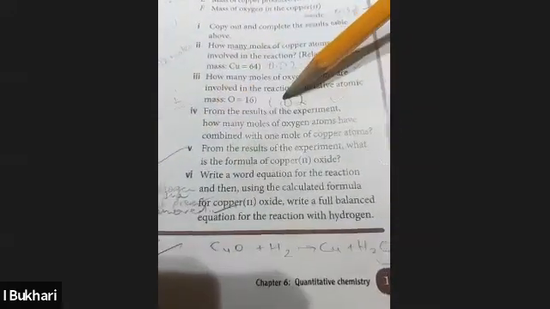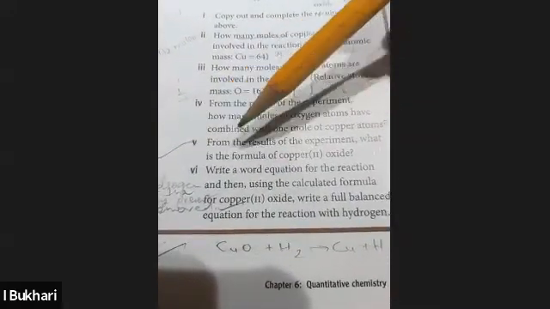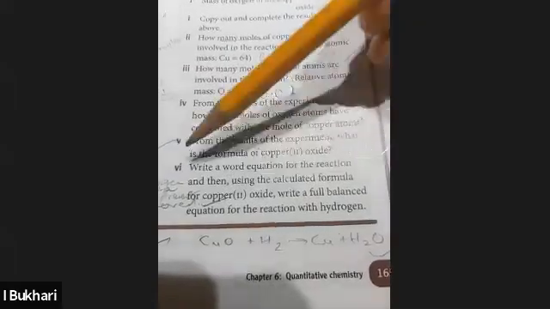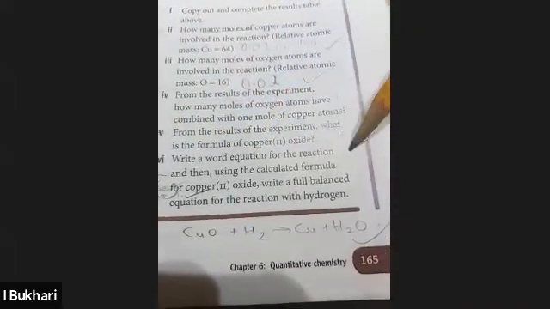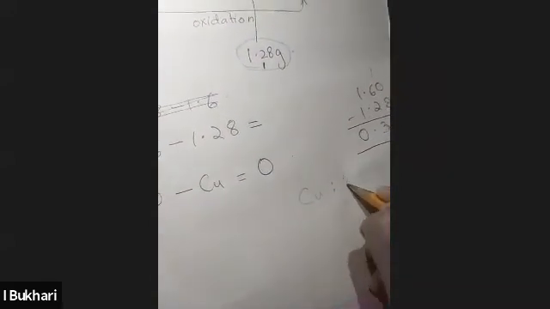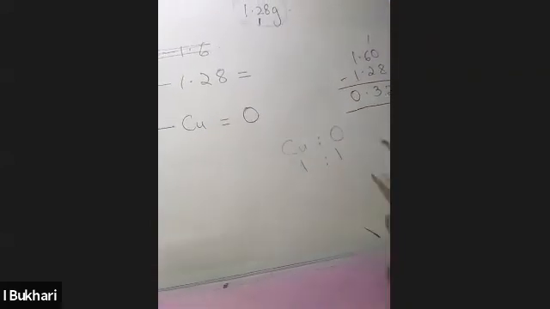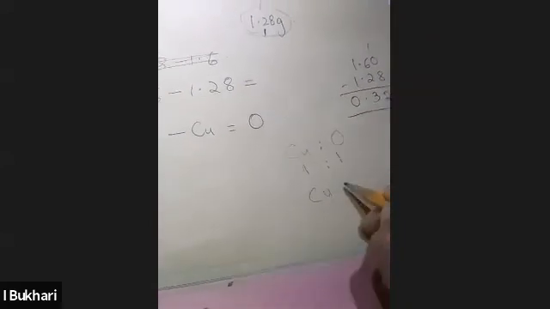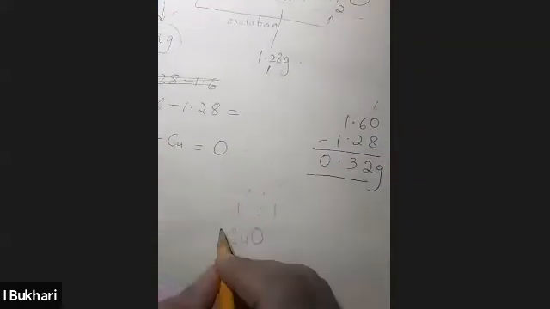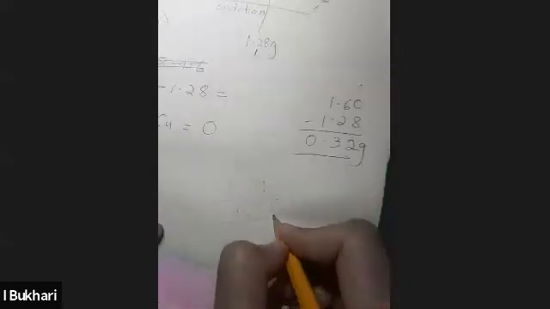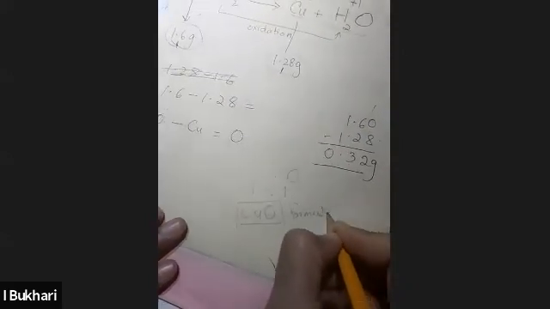Okay, I hope you guys understood this. Now, part 5. From the results of the experiment, what is the formula of copper oxide? From the results of the experiment, we know that the ratio between copper and oxygen is 1:1. Therefore, copper is 1 and oxygen is 1, and we don't write 1. So this is the formula of copper oxide from the experiment, right?